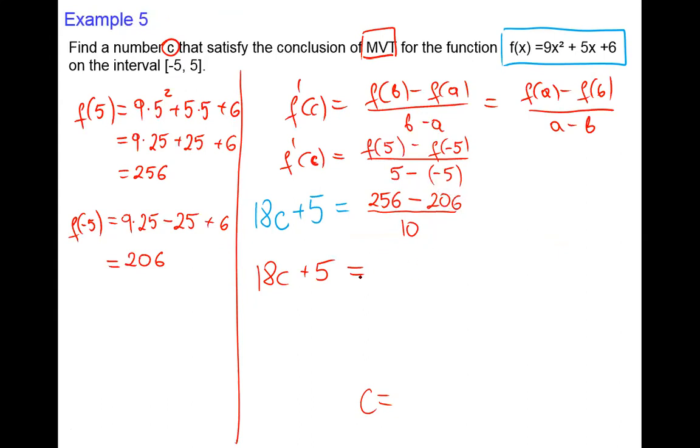250, it's 5, I think. 50 over 10. Oh, okay, 5 and 5. That means 18c is 0. Oh, okay.